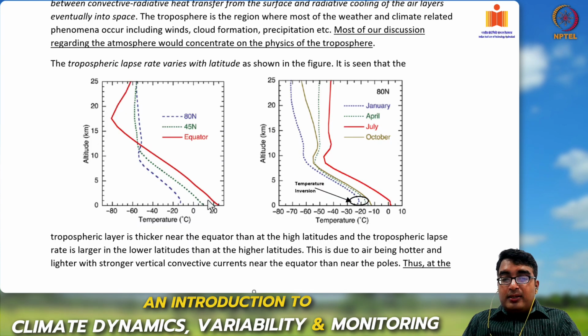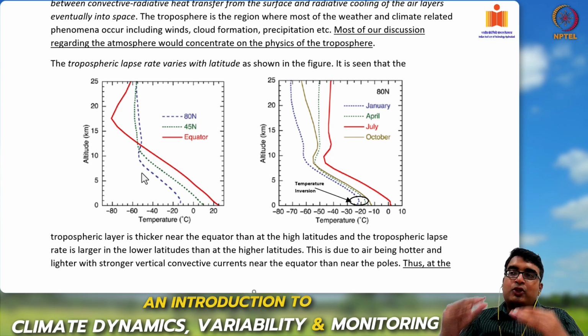And because the tropopause is so far higher at the equator, and because of the lapse rate, which remains more or less the same, you are getting much colder temperatures at the tropopause at the equator compared to the poles. So, interestingly, the troposphere itself is thinner at high latitudes compared to the equator.